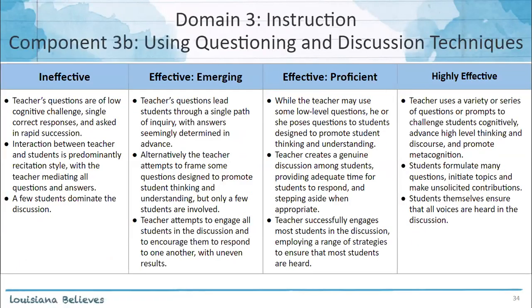The first domain of the Compass rubric we will explore is Domain 3, Component 3B, Instruction, using questioning and discussion techniques. So let's first look at the top row and take note of the changes across the ratings from ineffective to highly effective. We see words like low cognitive challenge, moving on to lead students through a single path, on to some low-level questions and some higher-level questions, and then a variety or a series of questions or prompts to challenge students cognitively. You'll notice the quantity and quality indicators increase and decrease throughout the ratings.